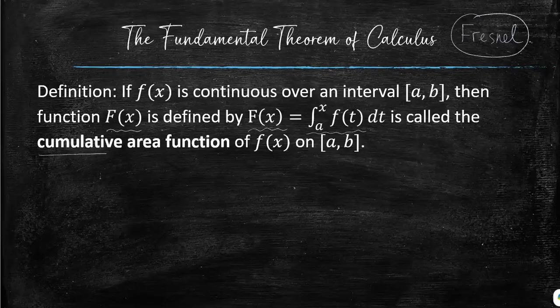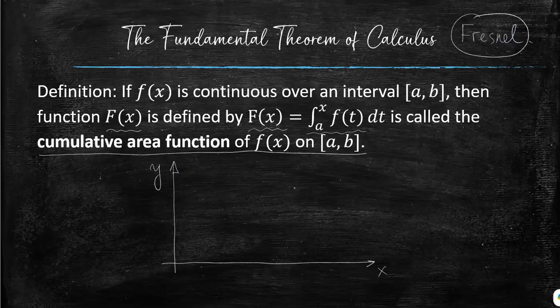So we call this the cumulative area function of f of x on a to b. Cumulative area means we do want to draw a picture, and here's your function f of x. Here's the interval from a to b, and I guess, sure, the function is f of x, but here we're not using x, we're using variable t. So let's change this to t and make this f of t. But t is a dummy variable.